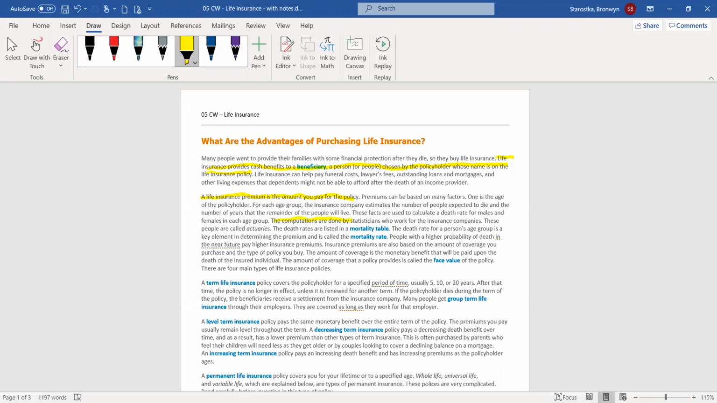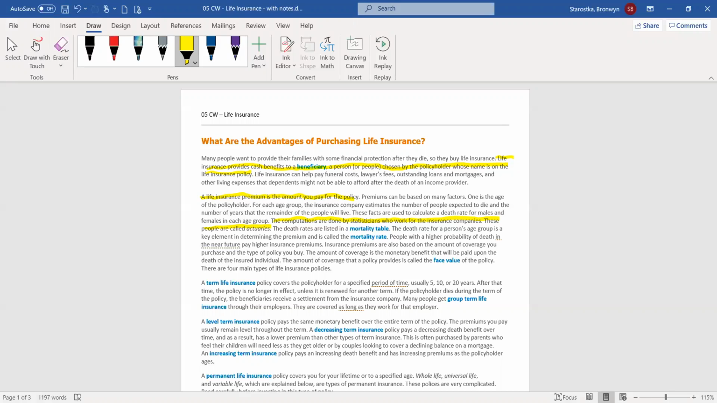The computations are done by statisticians who work for the insurance companies, and those statisticians are people that we call actuaries. You might have heard that term, actuaries. Death rates are listed in a mortality table. The death rate for a person's age group is a key element in determining the premium and is called the mortality rate. People with a higher probability of death in the near future pay higher insurance premiums.